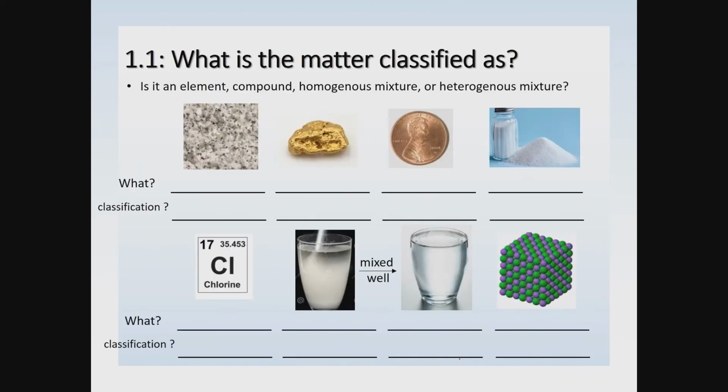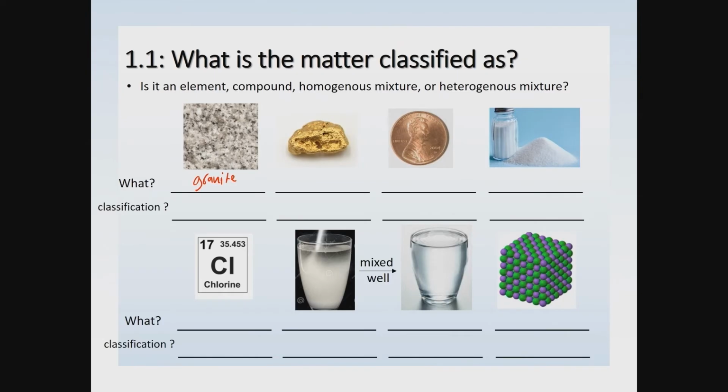Okay, so what is the matter classified as? We'll try to go through this pretty quickly. On the top left here, I have a picture of granite. It looks like the granite has two or more pure substances. We have a white substance, which is quartz, and we have another substance, which is black, which is mica. And so the quartz and mica are both compounds.